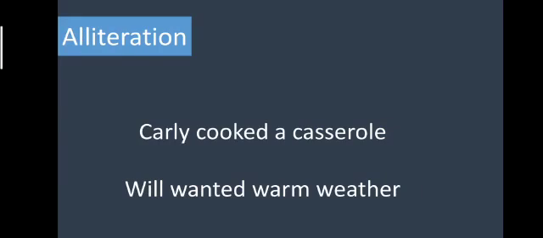So now let's talk about alliteration. Alliteration is the poetic device in which the poet repeats the same consonant at the beginning of different words on the same line to give music which appeals to our sense of hearing.